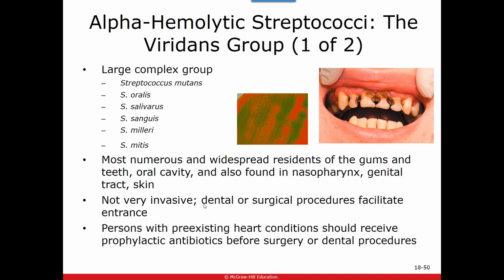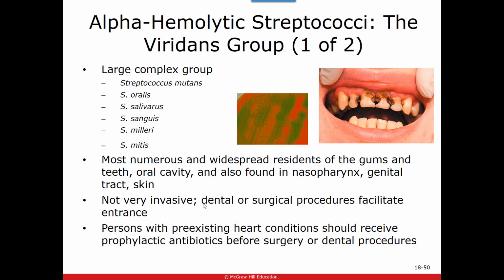There's a lot of Streptococcus in this group. Most of them don't cause a lot of issues. A lot of them are found in the mouth. We find them in the nasopharynx. We do find some in the genital tract, some on the skin. So most of them are not invasive.